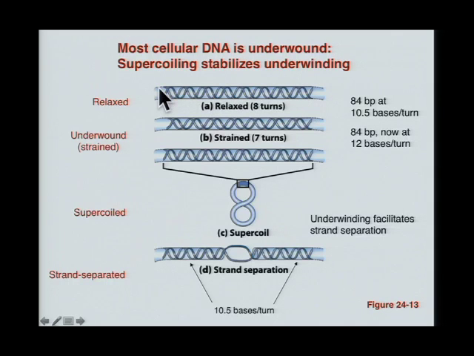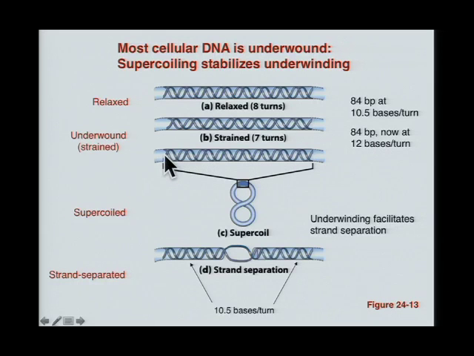But what if, say we're holding a segment of DNA that has eight total revolutions, eight turns, right? And then we relax that, removing a turn. Now you would have seven turns. You have the same number of bases, but fewer turns, right? So you would have more bases per turn, right? And so that would cause this molecule to be strained.